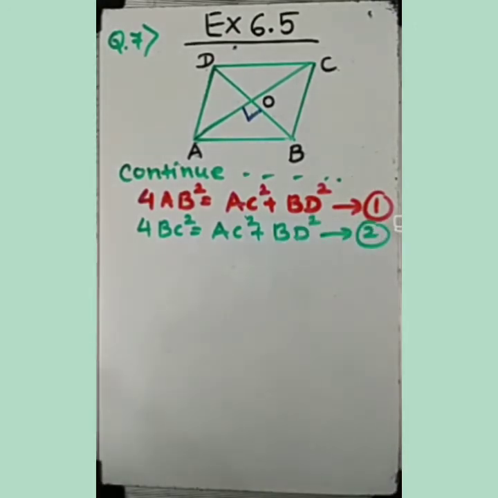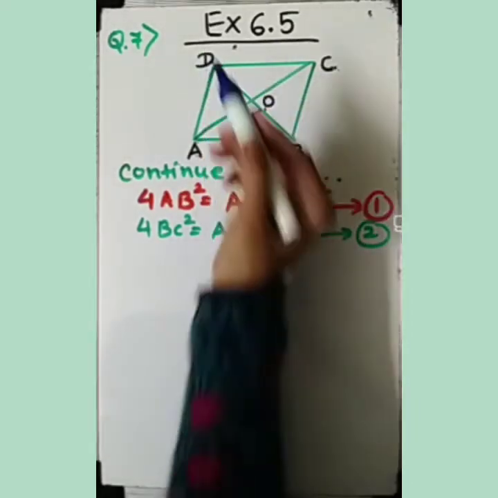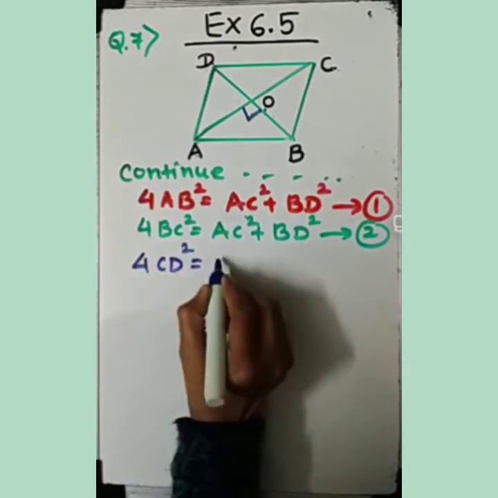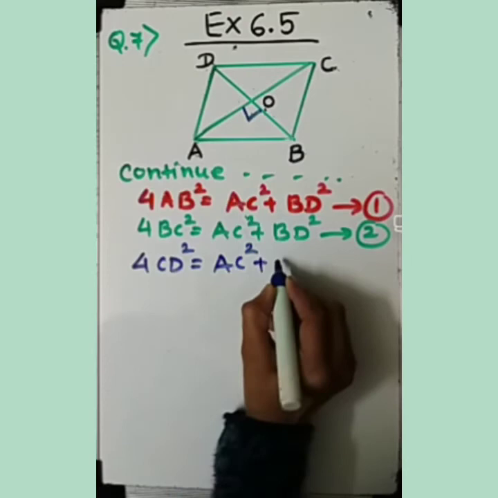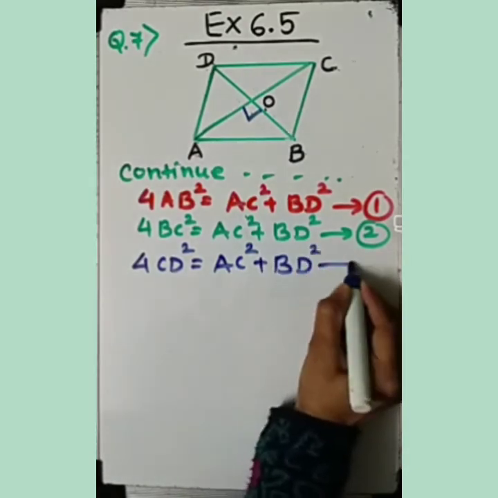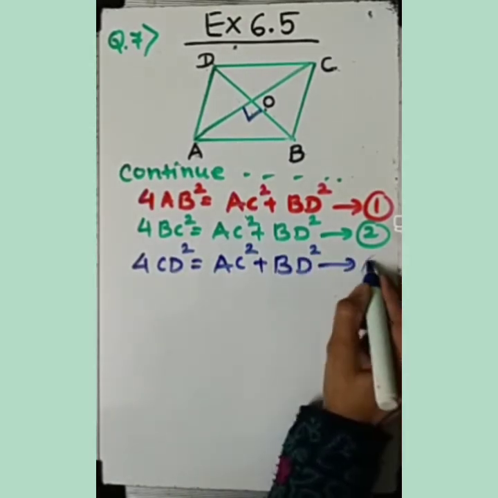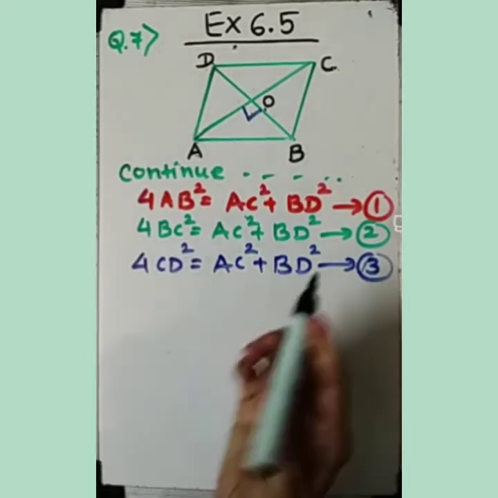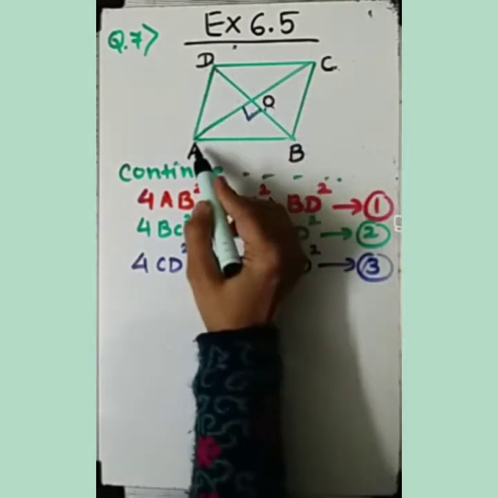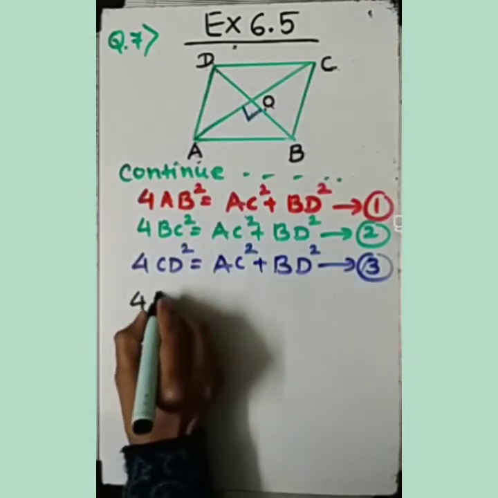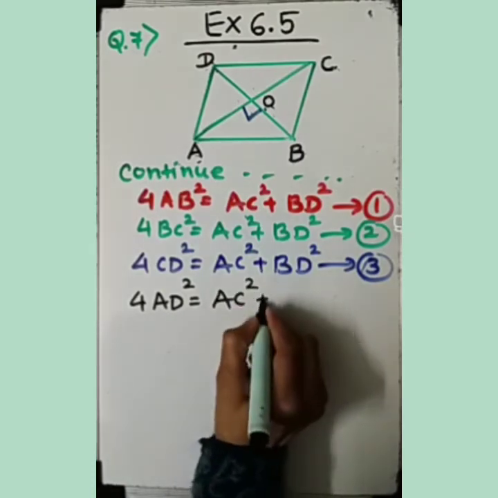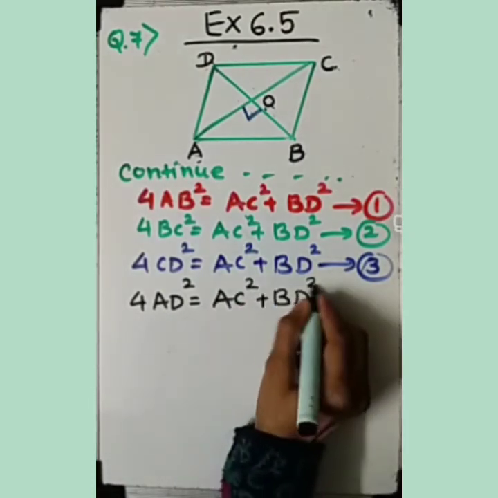Okay. One more result with us. If we take the other triangle COD, then we will have 4CD square equal to AC square plus BD square. Let's say this is result number 3. Fine. And if we take AOD as a triangle, then AD will be the hypotenuse. So the result will be this. Now we have these 4 results with us.